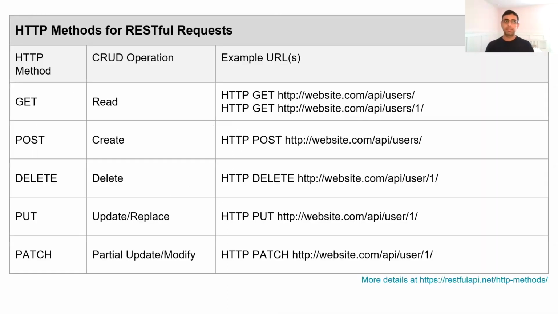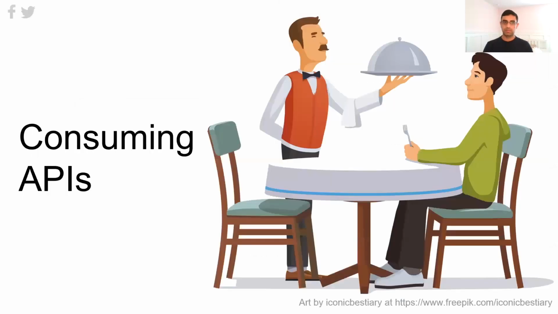So here's the entire picture in reference to CRUD operations. The get would do read, post would create, delete would delete a resource, and put and patch would update essentially. So that's basically the major operations for CRUD and the different HTTP methods that we use.